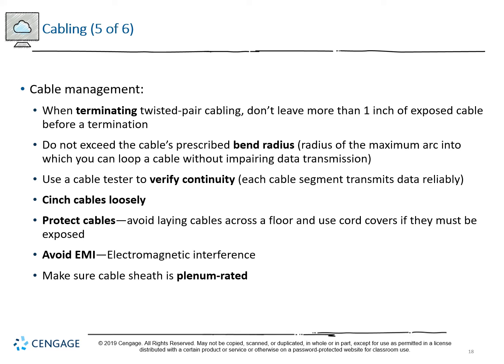We also want to make sure that when we're dealing with cable, we avoid exceeding the prescribed bend radius. This bend radius is a representation of the maximum arc into which you can loop a cable without causing its transmission to be impaired. So for things like copper cable, for the most part, the bend radius is very loose, very flexible. Now, you shouldn't put too much stress on it because repeated bends and things like that can cause fracturing of the interior leads.